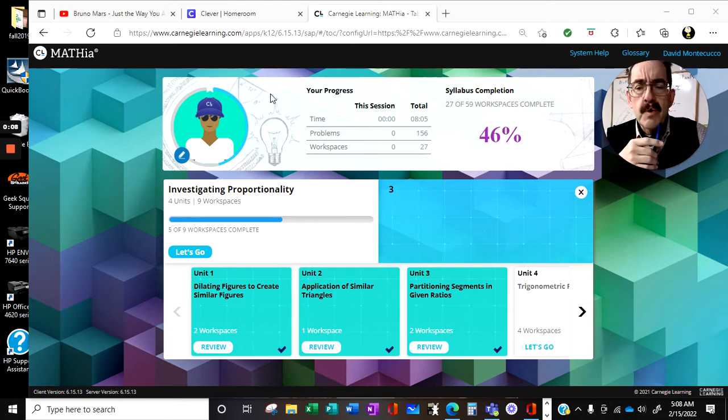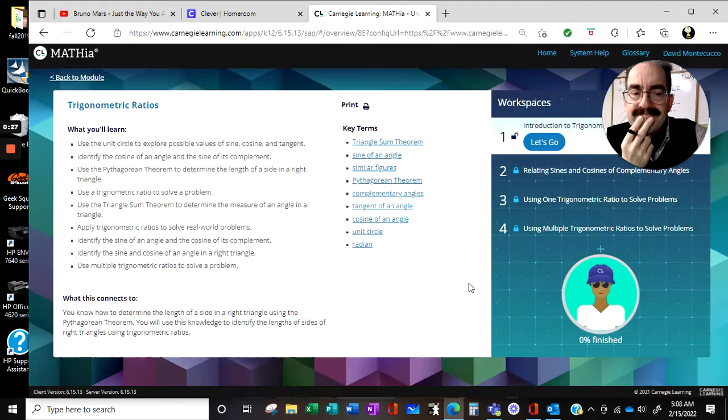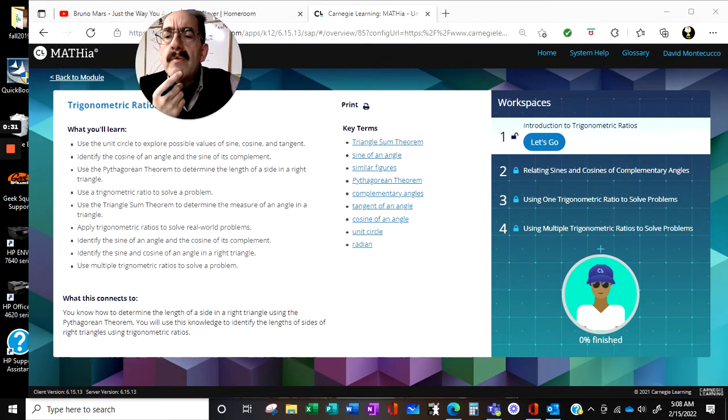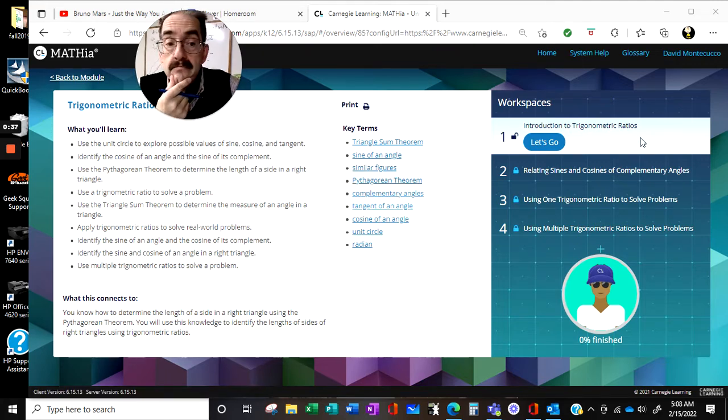Alright, so we just went through similarity, scale factor, and then we did this thing on partitioning segments, pieces of the whole. Okay, well now we're ready for trigonometry, Sohcahtoa. Let's get started. Alright, so we have the unit circle, angles, and the Pythagorean theorem.